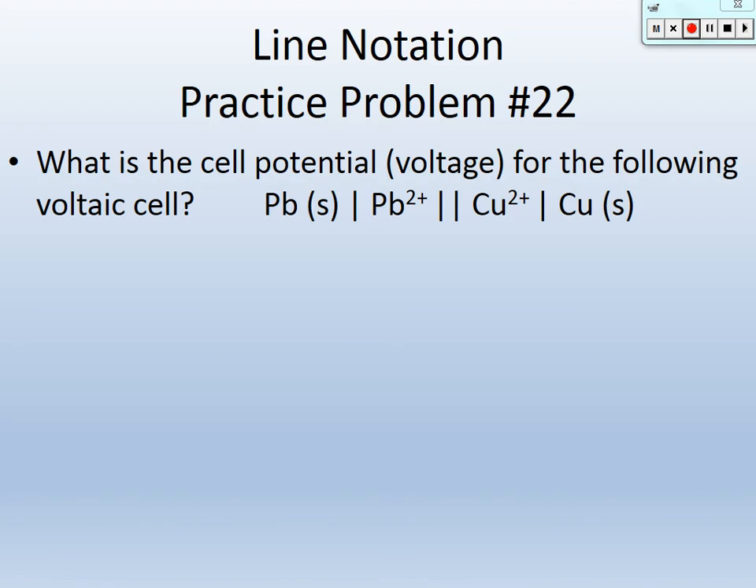Okay, so practice problem number 22. It says, what is the cell potential, the voltage, for the following voltaic cell? Okay, now pay attention. This is a voltaic cell, and it wants the cell potential. Well, we figured out in the previous practice problems how to find cell potential. And cell potential is given by this equation. We find the electric potential of the reduction half, the voltage of this reduction half reaction, and we add it to the voltage of the oxidation half.